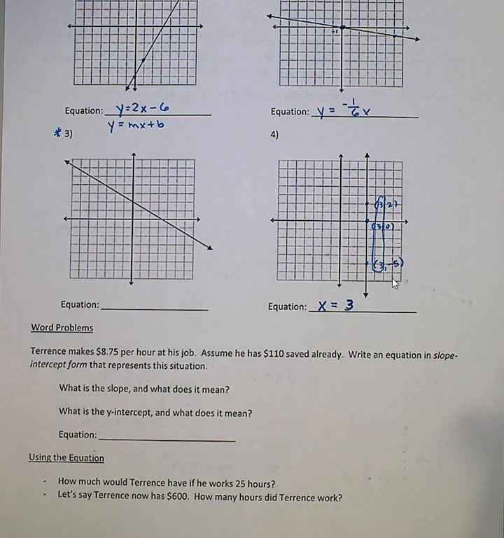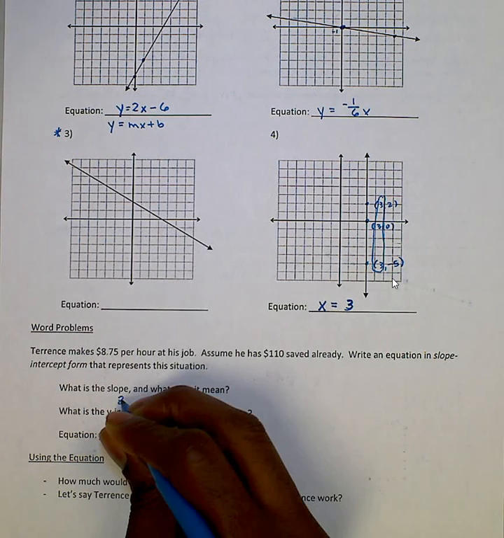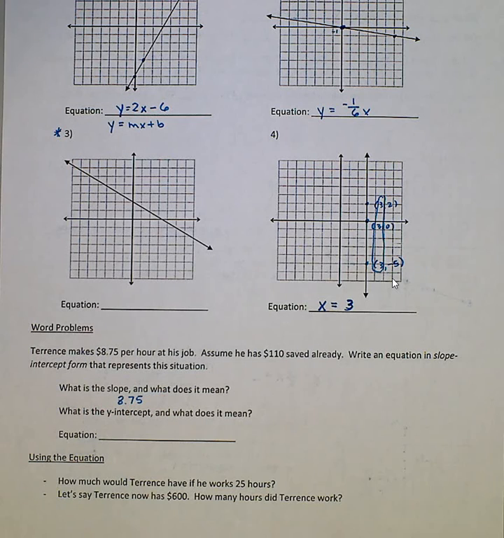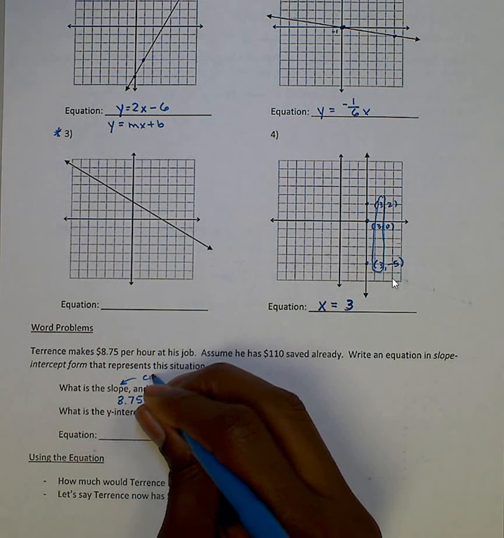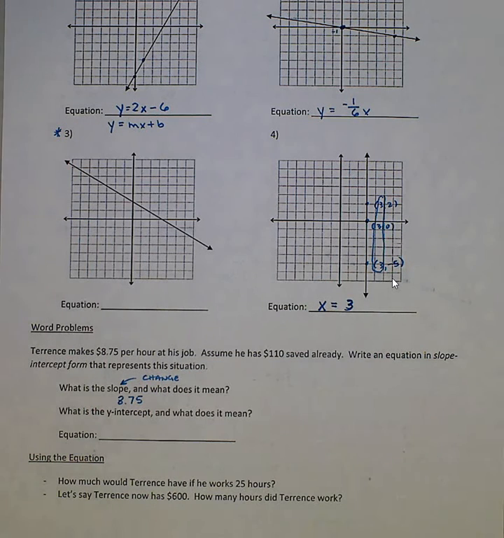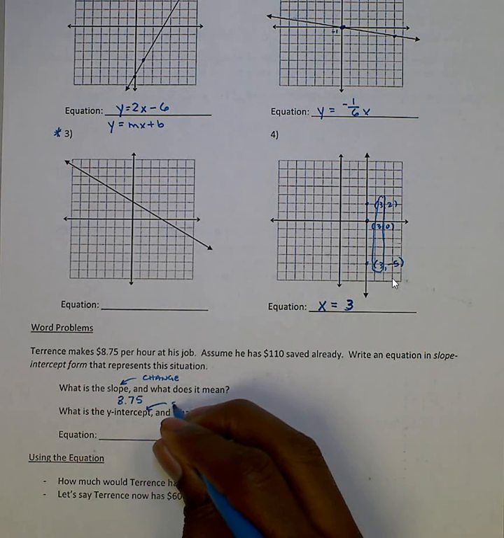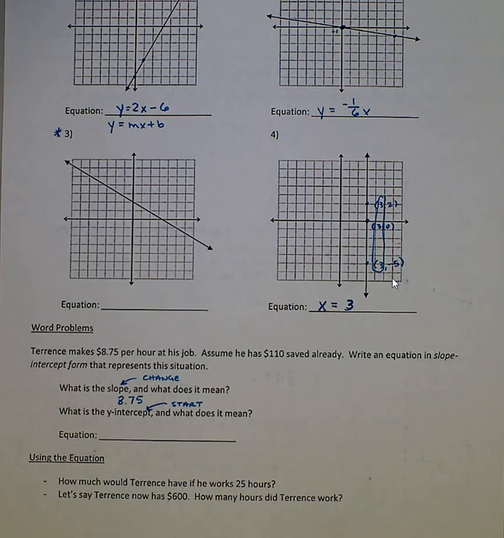Okay. What is the slope and what does it mean? Remember, slope tells us how much our points change. So how much does it change for Terrence? Well, $8.75 is what it changes. Changes $8.75 per hour. That's its slope. Remember, slope means change. What's his y-intercept? Remember that y-intercept means start. Where do we start? So where does Terrence start? He starts with $110 saved.